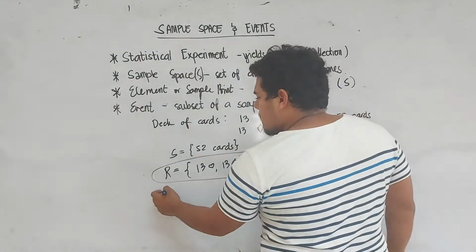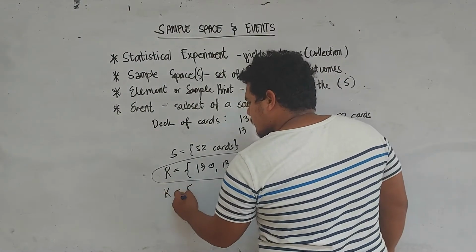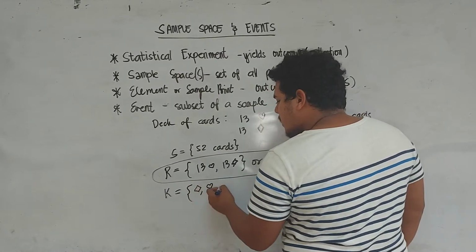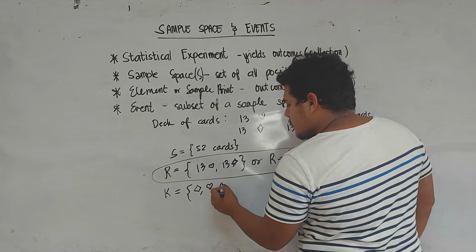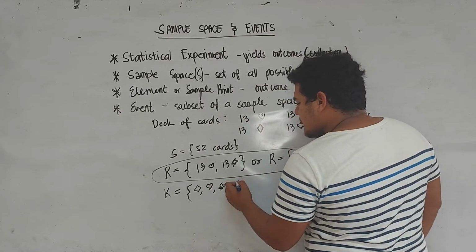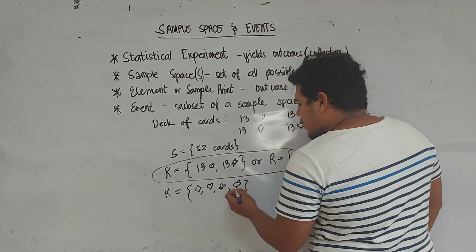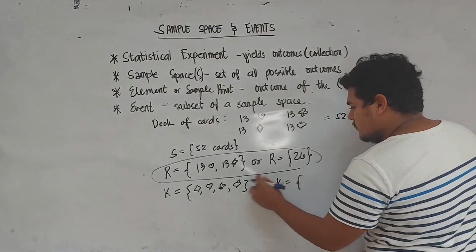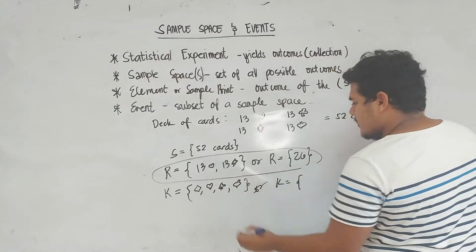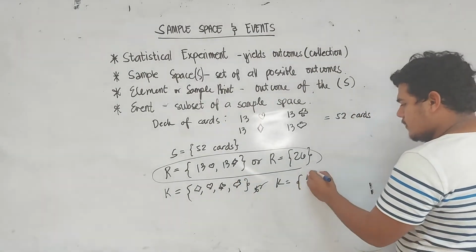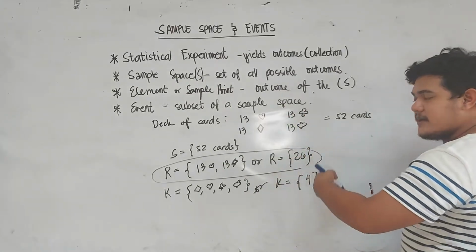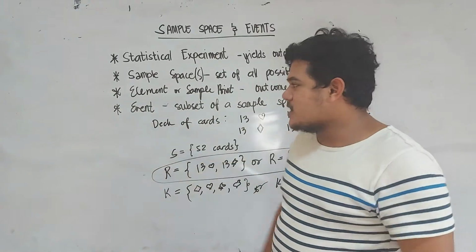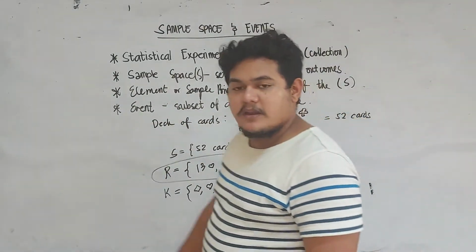What is the probability of getting a king? We have 1 king from the diamonds, 1 king from the hearts, 1 king from the clovers, and 1 king from the spades. Therefore, we can say that king is equal to 4. This is what we call a subset of a sample space, or an event. Understood?